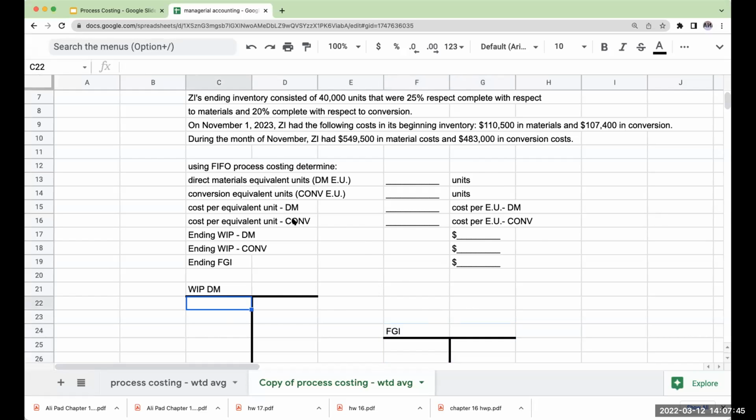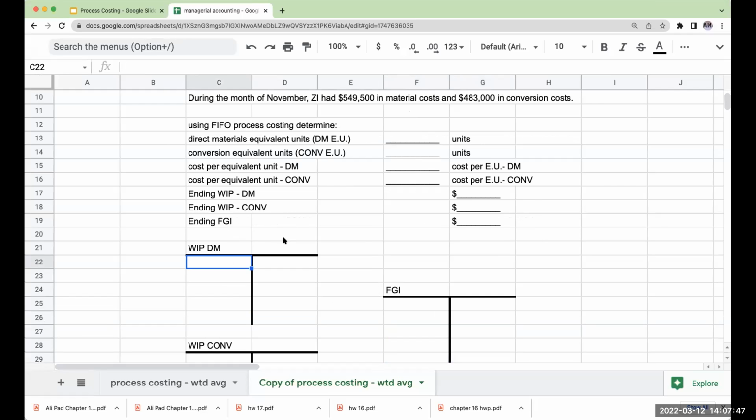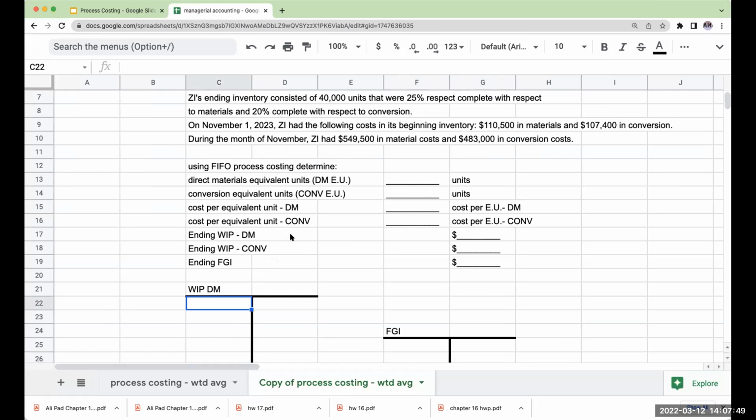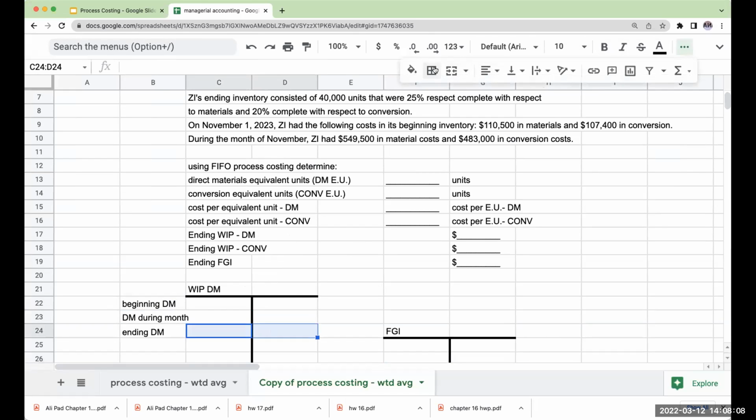The first thing is I'm using T accounts, because T accounts are the best way to show process and job order costing. So let's think about what we're trying to do here. I've got my beginning direct materials, my direct materials during the month, and that will ultimately get me my ending direct materials. My beginning direct materials are 110,500. My materials cost during the month of November was 549,500.